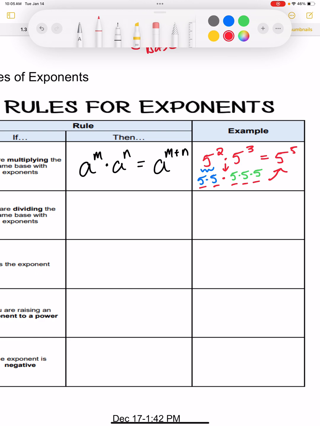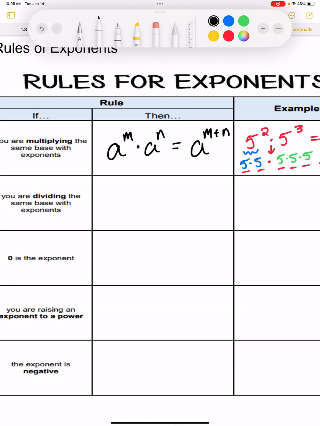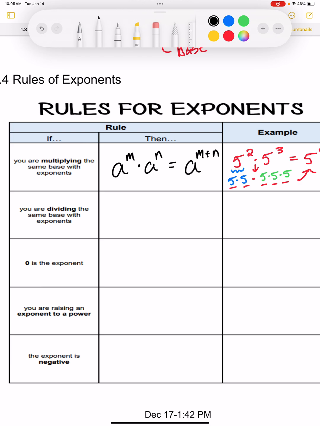All right. What about if you are dividing the same base with exponents? So what if you have a to the m divided by a to the n? That's what that's saying. Well, this one is going to equal a to the m minus n.